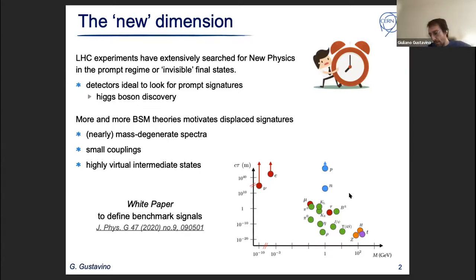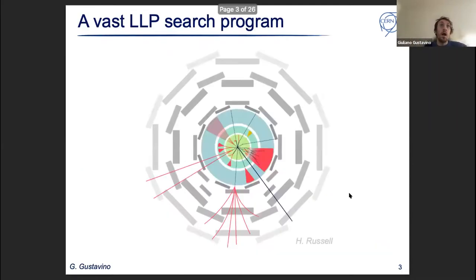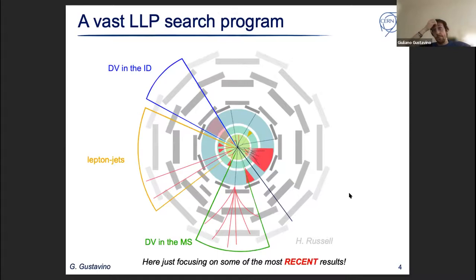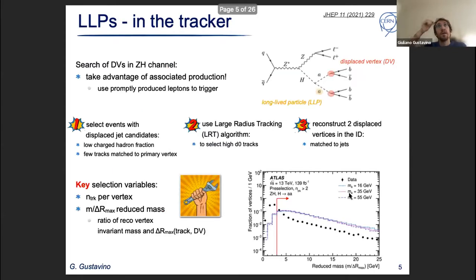In the past, the experimental and theoretical communities worked together to define benchmark signals, to provide guidelines for the searches of collider experiments. In ATLAS, we have a vast long-lived particle search program. I don't have time to cover it comprehensively, but I will go through the most recent results: searches for displaced vertices in the inner detector with jets, displaced vertices in the muon spectrometer, and the search for lepton jets, with a recently published result that is new for this conference.